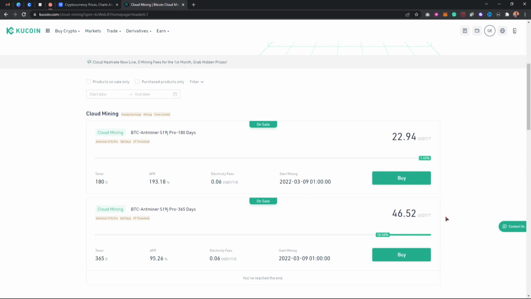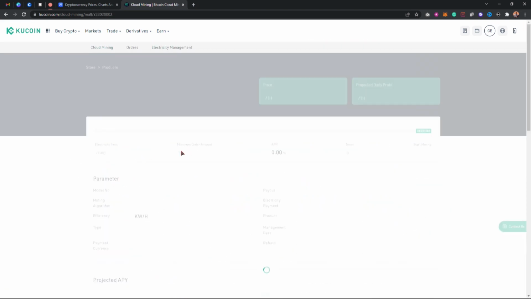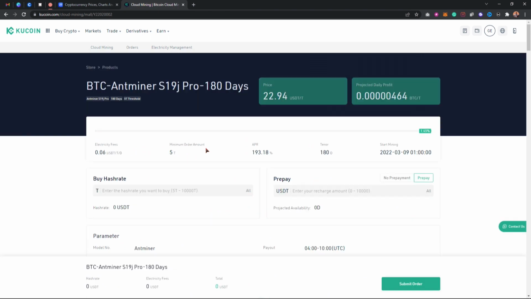I'm just going to tell you guys a few things about this cloud mining. What this cloud mining does is it's going to mine Bitcoin for you. You don't need any CPU or any additional equipment in your house. You just have to pay Kucoin, and Kucoin is going to use their own Bitcoin Antminer S19j Pro machine to help you mine Bitcoin. So you don't have to stress yourself.